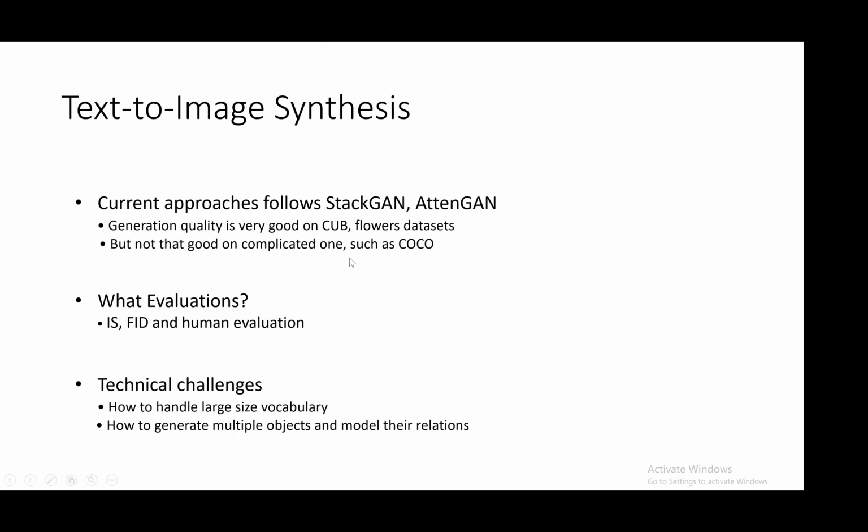As we can see, the reason we can do a very good job on the birds or flower data is because they almost contain one object and a simple background. But how can we handle datasets like COCO with multiple objects, and how can we model the relations?